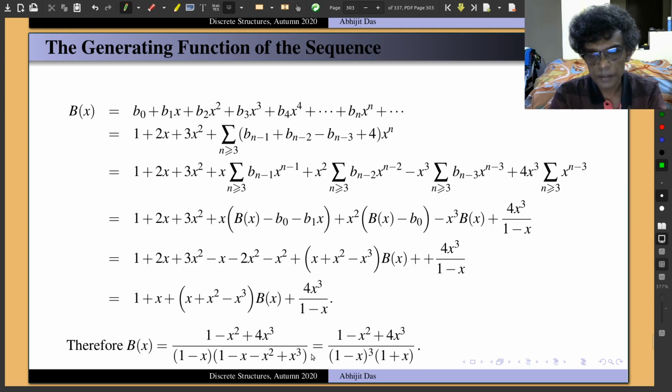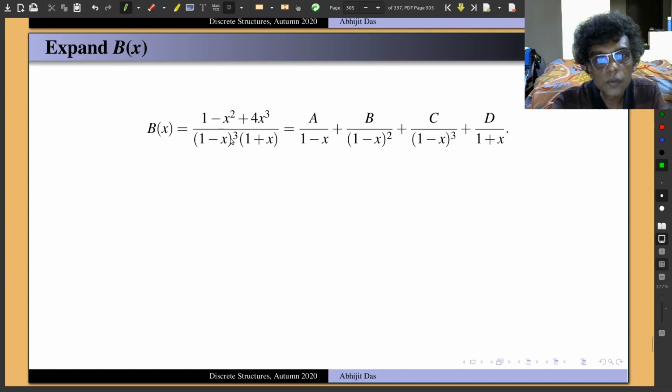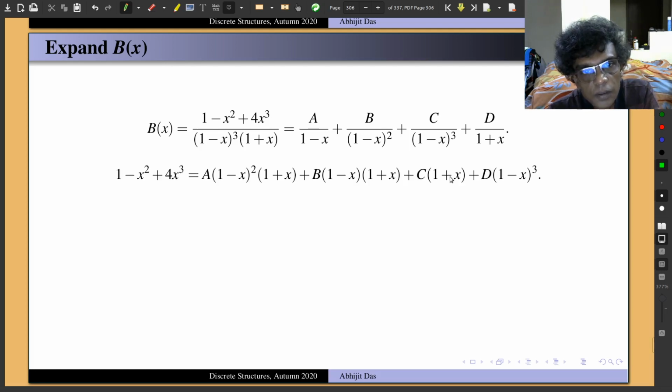Then I use the standard trick. This will be something like a over 1 minus x plus b over 1 minus x square plus c over 1 minus x cube plus d over 1 plus x. Okay. For some constants a, b, c and d, which I need to determine by giving some values to x, or equating coefficients from two sides.